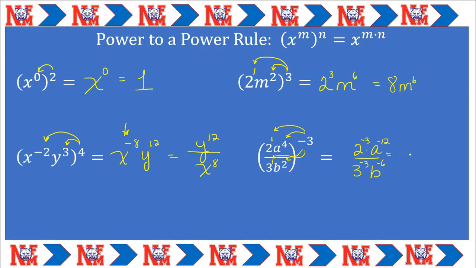Now, let's move some things around. The two top factors are negative exponents, so they will flip to the denominator, making them positive. And then the two bottom will flip to the top. Now let's go ahead and simplify 3 to the third, which is 27, times b to the 6th over 2 to the third is 8 times a to the 12th.